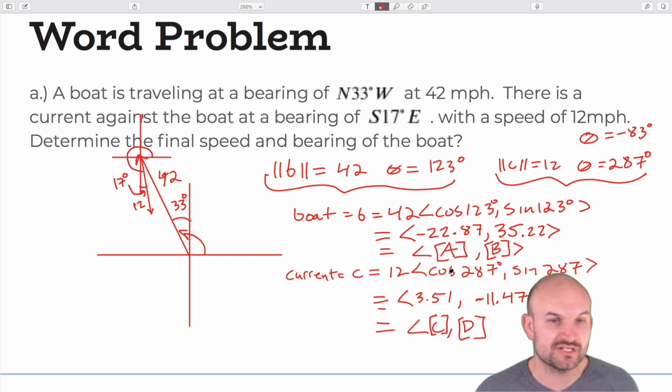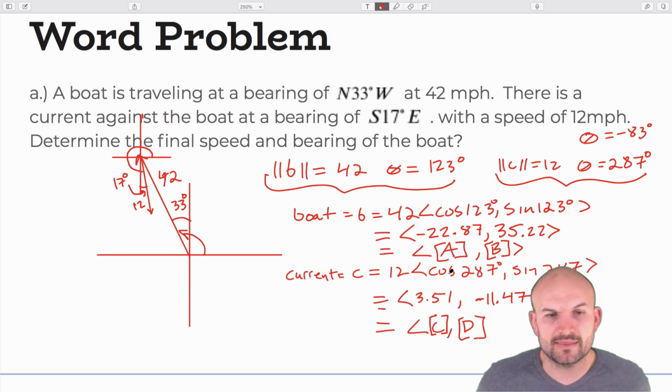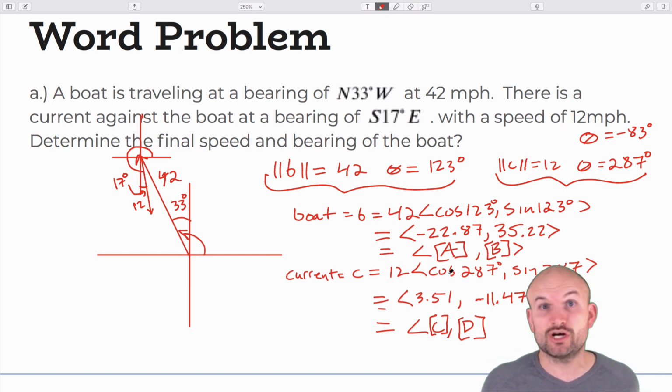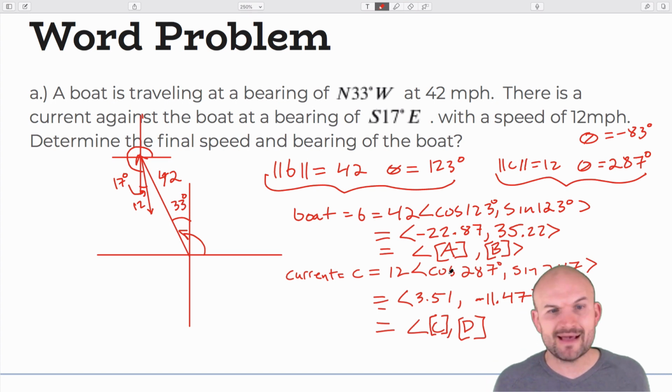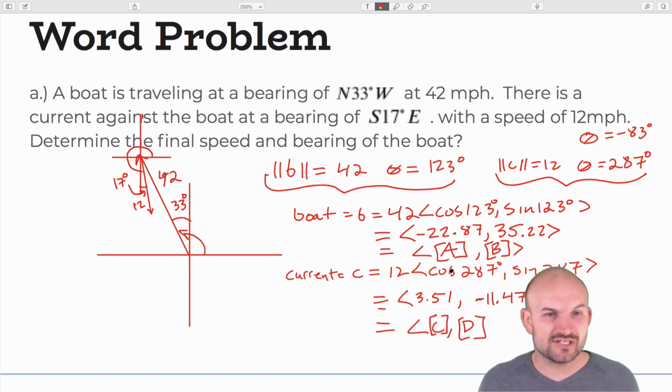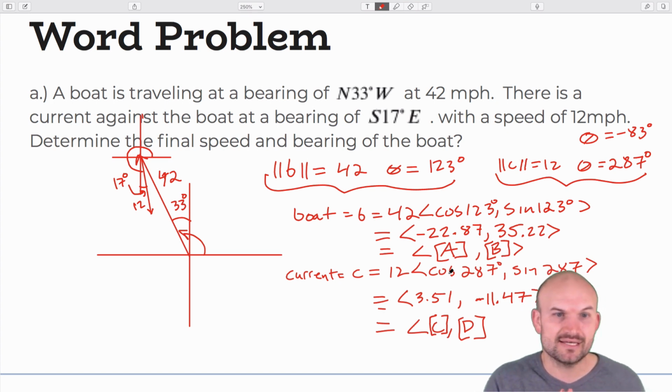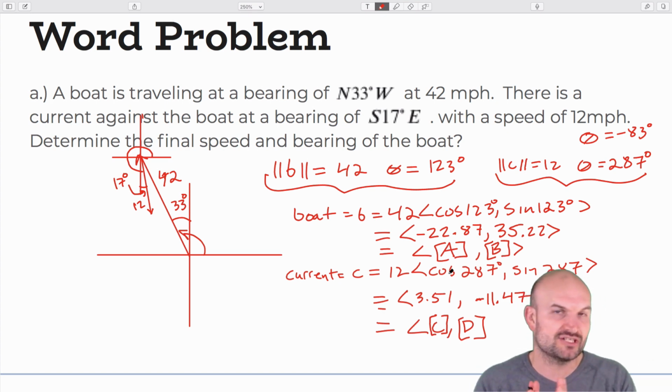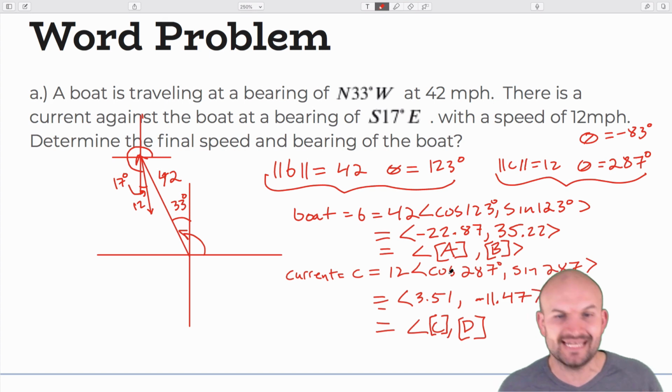So again, what we want to do is identify what the speed is going to be of the boat plus the current, right? Now, again, in this case, the current is going against the boat. So we should expect here that this boat is going to be going slower, right? And also it's not going to be going as far west. It's getting pushed back a little bit more farther east.